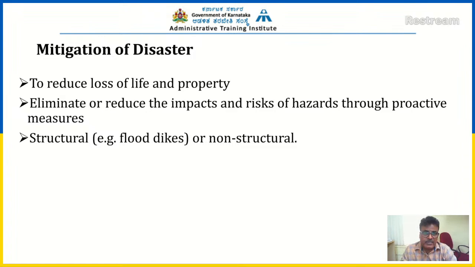What do you mean by non-structural mitigation? It may comprise giving proper information, giving proper awareness, giving proper education to the students, or giving proper communication. All these have a very great impact on the public. That is why mitigation of a disaster is very important.